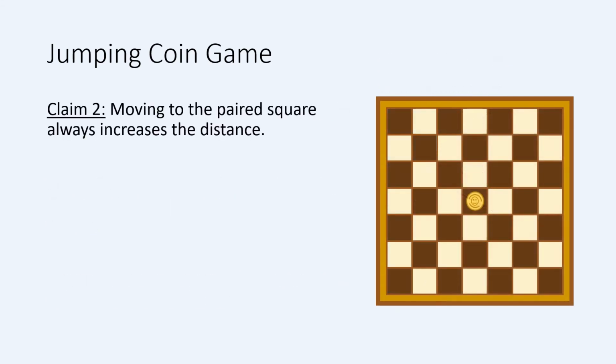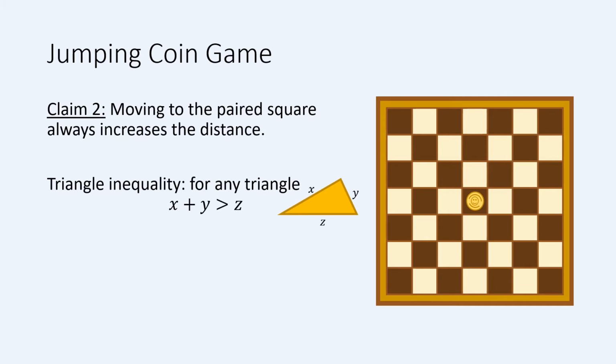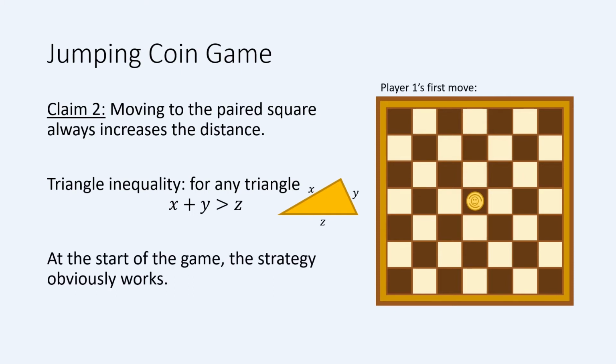There are a couple of ways of going about it, but I think the slickest way is to use the triangle inequality. Remember that this says that in any triangle, the sum of the lengths of any two of its sides is greater than the length of its third side. Now suppose that it's player 2's turn. If it's player 2's first turn, they will clearly move the coin twice the distance player 1 just moved it.